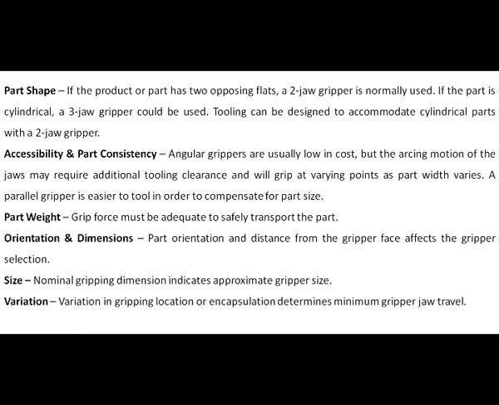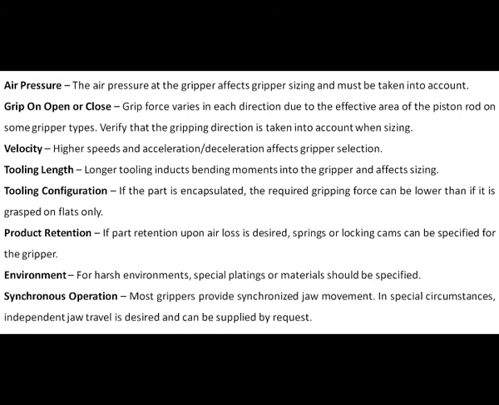Consideration must be given to the potential problem of scratching and distorting the part during gripping, if the part is fragile or has delicate surfaces. Open or close: grip force varies in each direction due to the effective area of the piston rod, and for some gripper types the gripping direction is taken into account when sizing. Velocity: higher speeds and deceleration affect gripper selection. Tooling length: longer tooling increases the bending moment on the gripper and affects sizing.